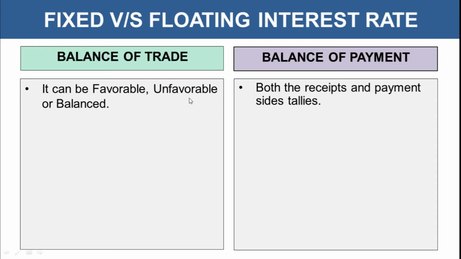Again, it will be unfavorable when there is a deficit in balance of trade. So this will be the condition when total value of goods exported is less than total value of goods imported. So total value of goods imported will be more. So that will be unfavorable or deficit in balance of trade.